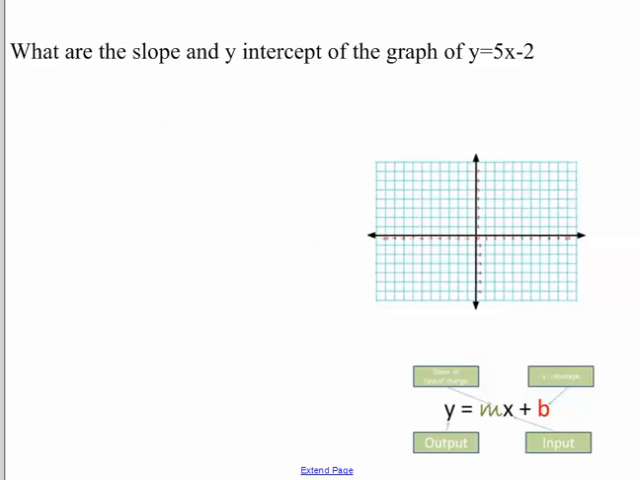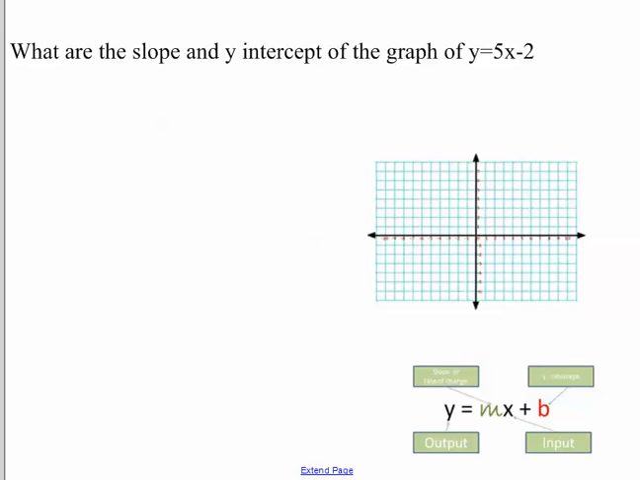Okay, so what we're going to do today is talk about slope-intercept form. That is y equals mx plus b, where the m is the slope and the b is the spot where it crosses the y-axis. So when you look at this, what are the slope and y-intercept of the graph of y equals 5x minus 2?